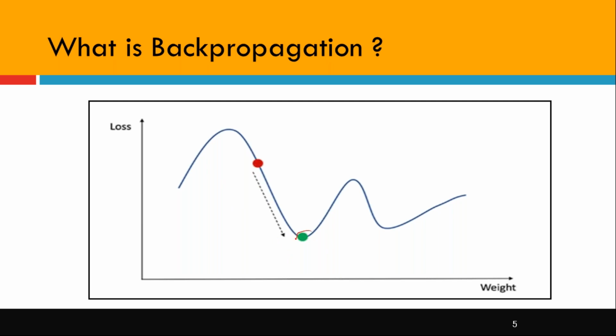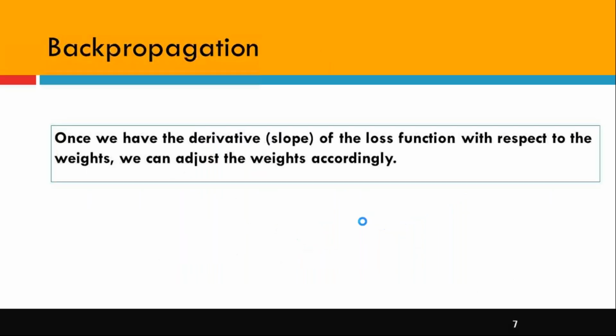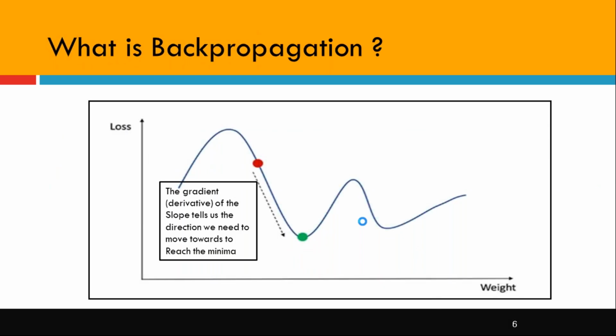This is my minima, right? We need to know the direction. If we have the derivative, we can simply update the weights and biases by increasing or decreasing them. This is known as gradient descent. So this is the objective of this.